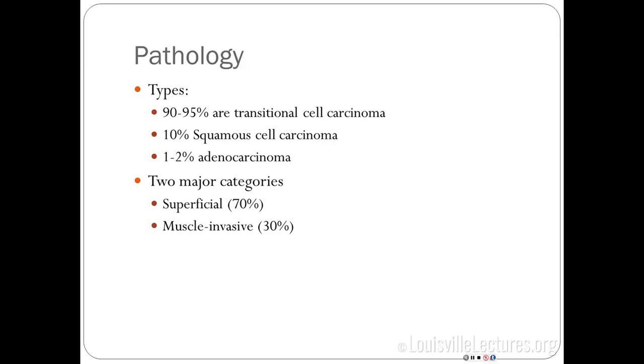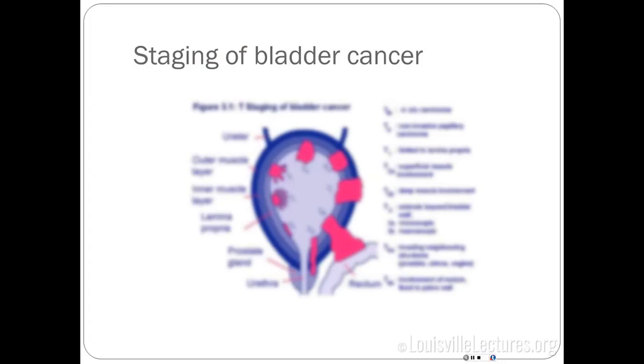Very rarely it can also be adenocarcinoma. There's two major categories of bladder cancer. Okay, and the two categories are superficial and muscle invasive. Muscle invasive meaning the actual muscular part of the bladder. Right. So here's the different layers.